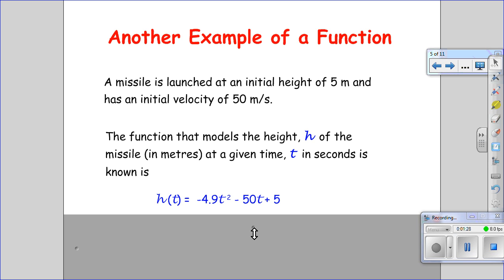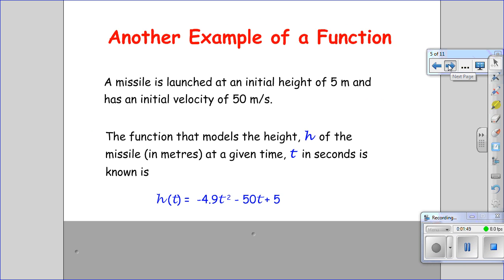That's a quadratic function. And we also know that every quadratic is a function, regardless of what value of t I plug in here. I'm going to square it. I'm going to get a unique value. Multiply it by negative 4.9. I'm still getting a unique value. If I subtract the product of 50 times t, I'm still getting a unique value. And if I add 5, it's still unique. So it is still a function.